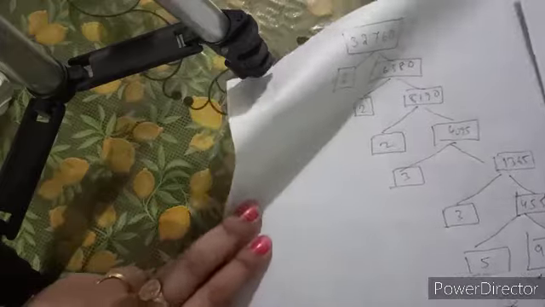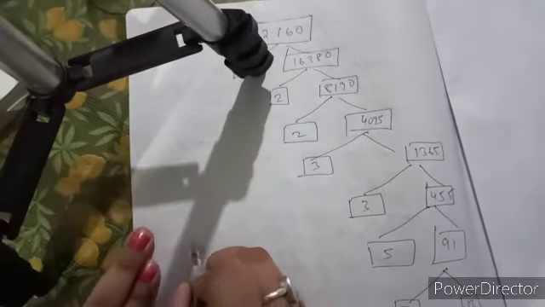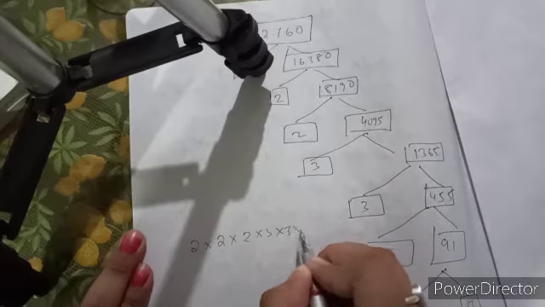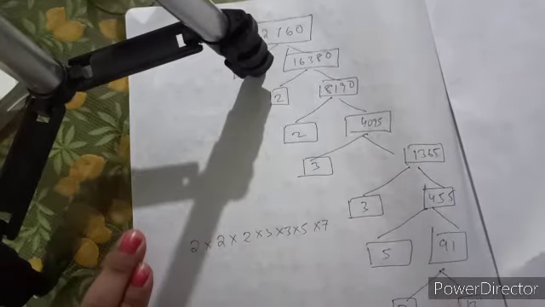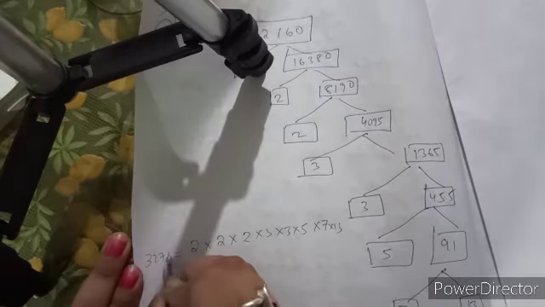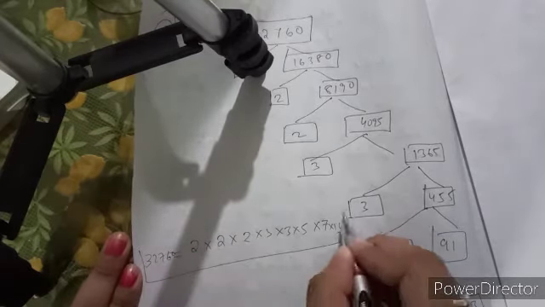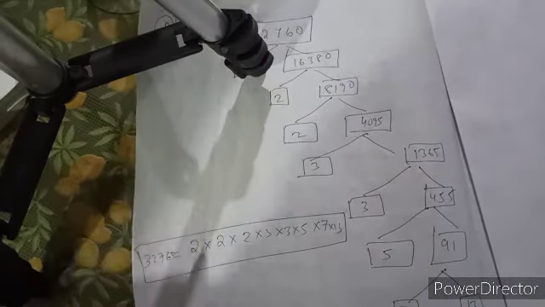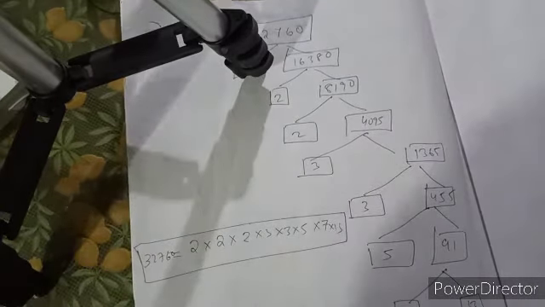So how will you express this value now? You have to express this as the product of their primes. That is, you have to write this answer as 2 into 2 into 2 into 3 into 3 into 5 into 7 into 13. So this number 32760 will be represented like this. Okay. So this is the fundamental theorem of arithmetic.